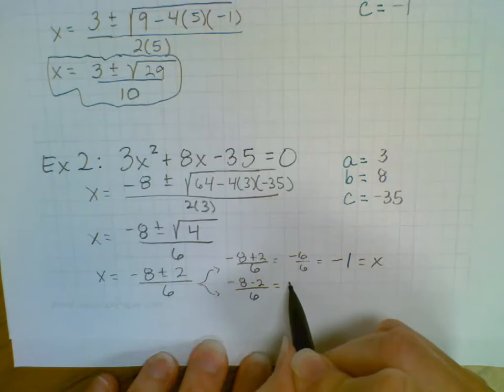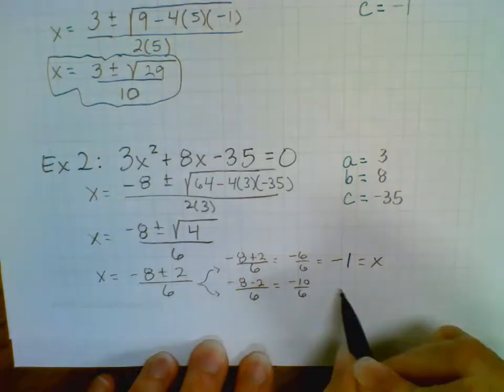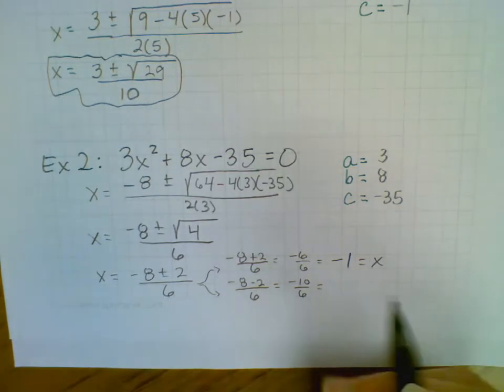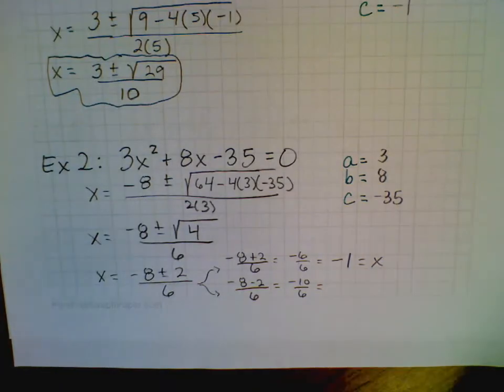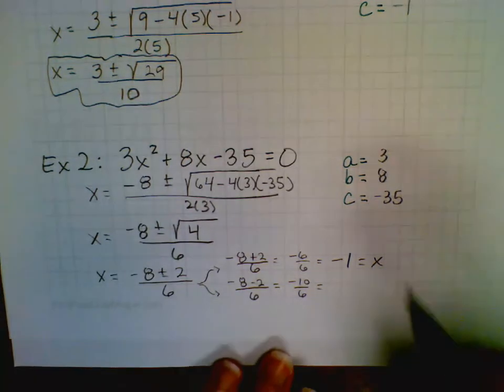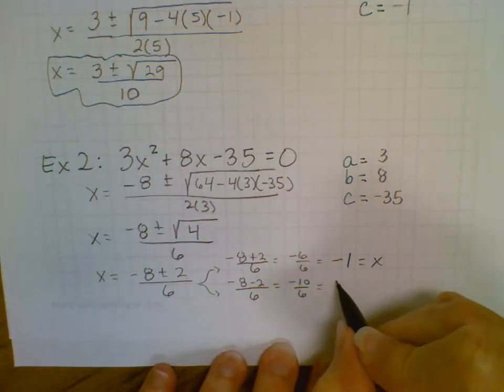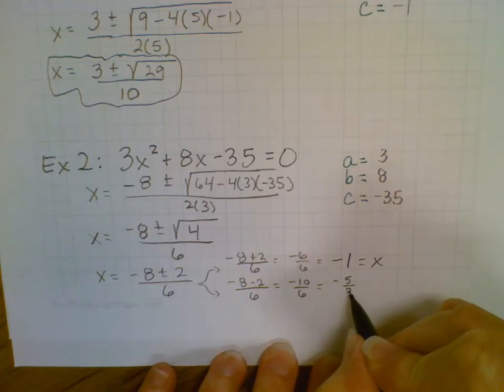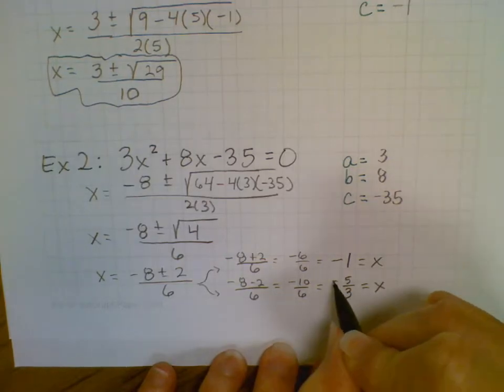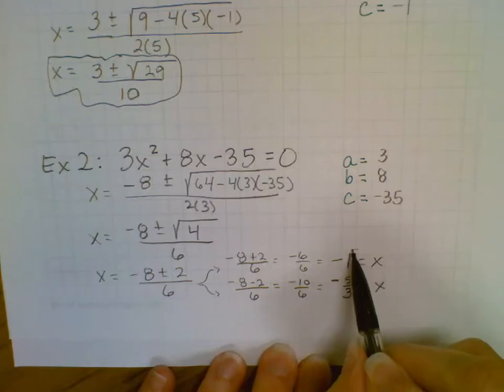And this one will be -10 over 6. Well, you can reduce that as a fraction, or you can write it as a decimal. It's going to repeat, actually, so I'm just going to leave it like this and simplify it. So it'd be -5/3. So these are your two solutions.